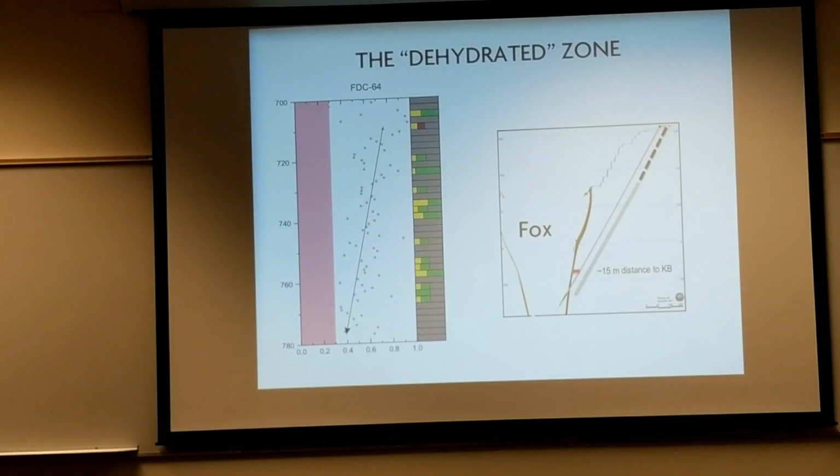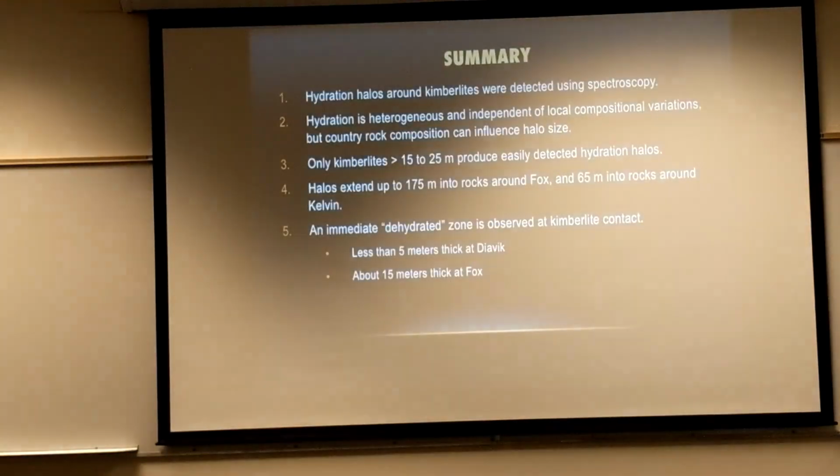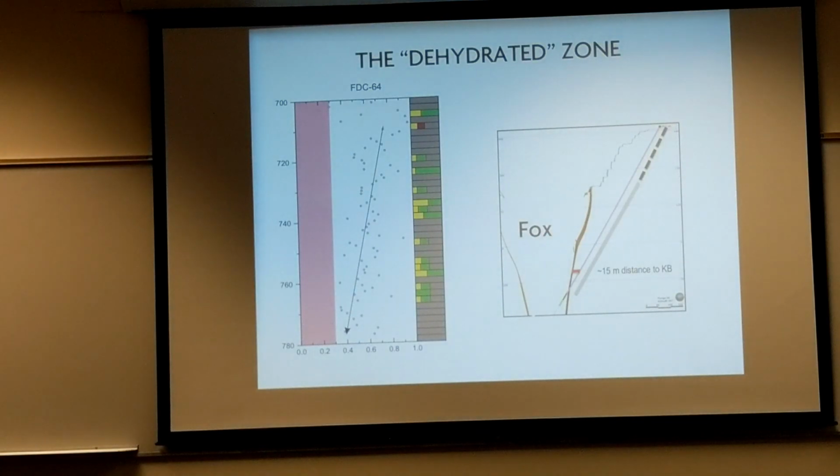We also looked at Victor, the carbonate rocks from Victor, and they were quite interesting. They showed that you also see this hydration zone, but that it's not as obvious, and it's smaller than in the granites and the monzonites in this area.